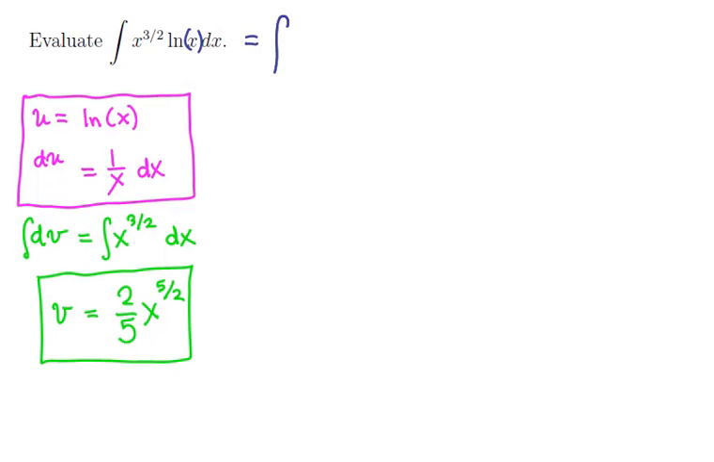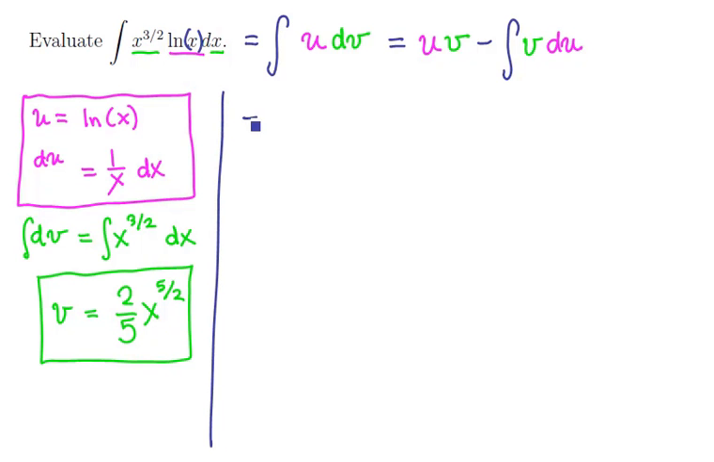So take a look at what we've got here. We've got the integral of a u term times a differential dv, and integration by parts says that that's the same thing as the function u times the function v minus the integral of the function v times the differential of u. So we need to only substitute our terms in and see what we get here.